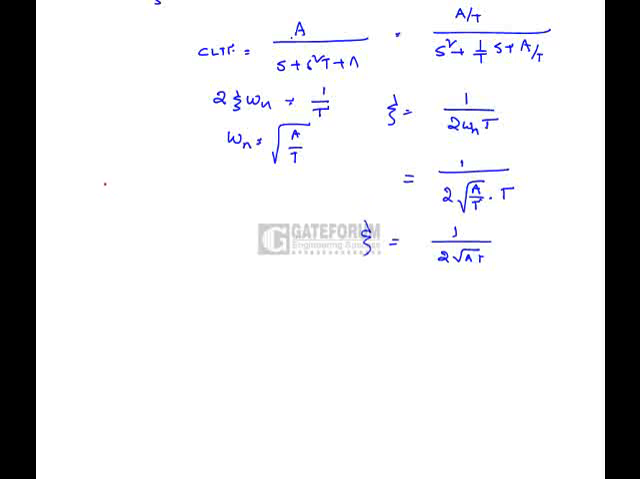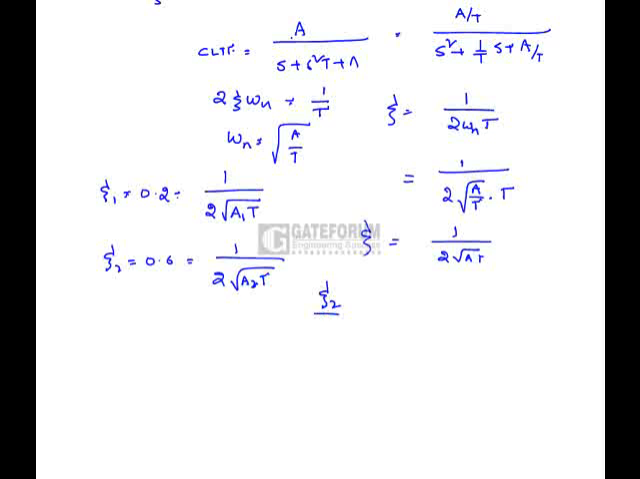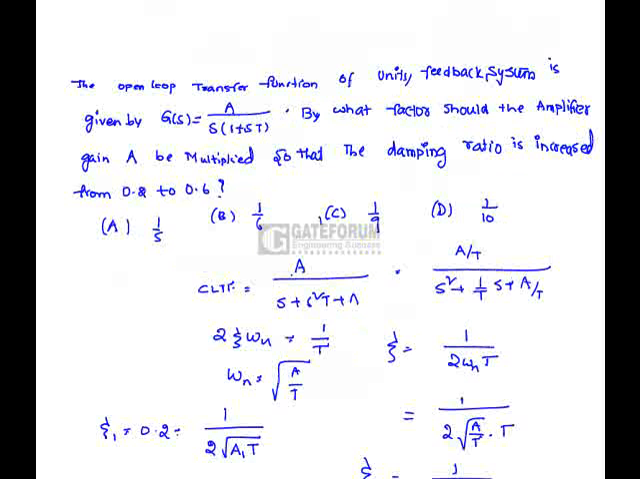This is the zeta. Zeta 1 is 0.2, which is 1 by 2 under root A1 T. Zeta 2 is 0.6, 1 by 2 under root A2 T. So zeta 2 by zeta 1 is nothing but 3, which is equal to under root A1 divided by A2. So A2 is nothing but 1 by 9 A1. So the gain must be multiplied by a factor of 1 by 9. That is, option C is correct.